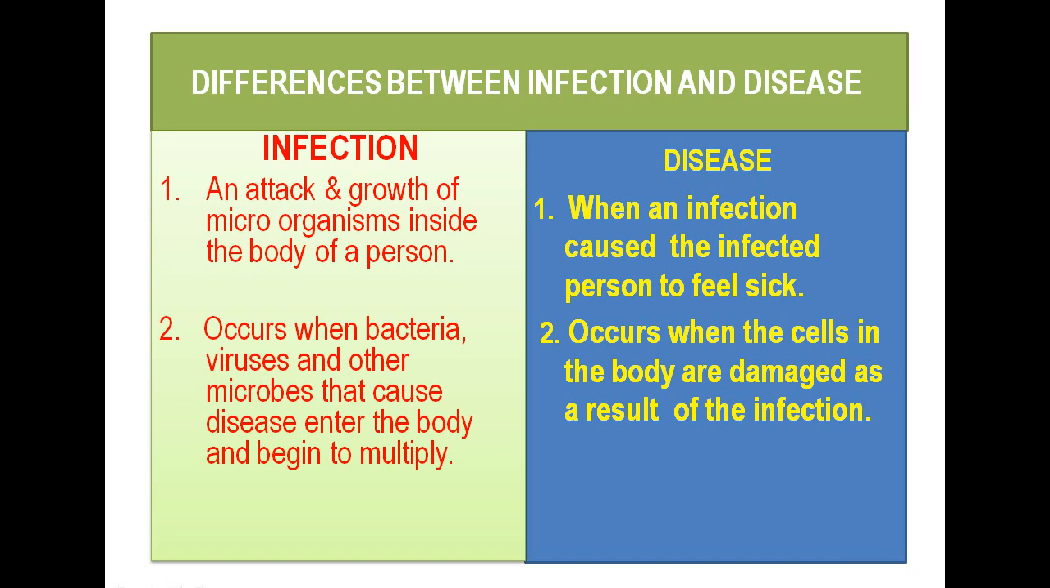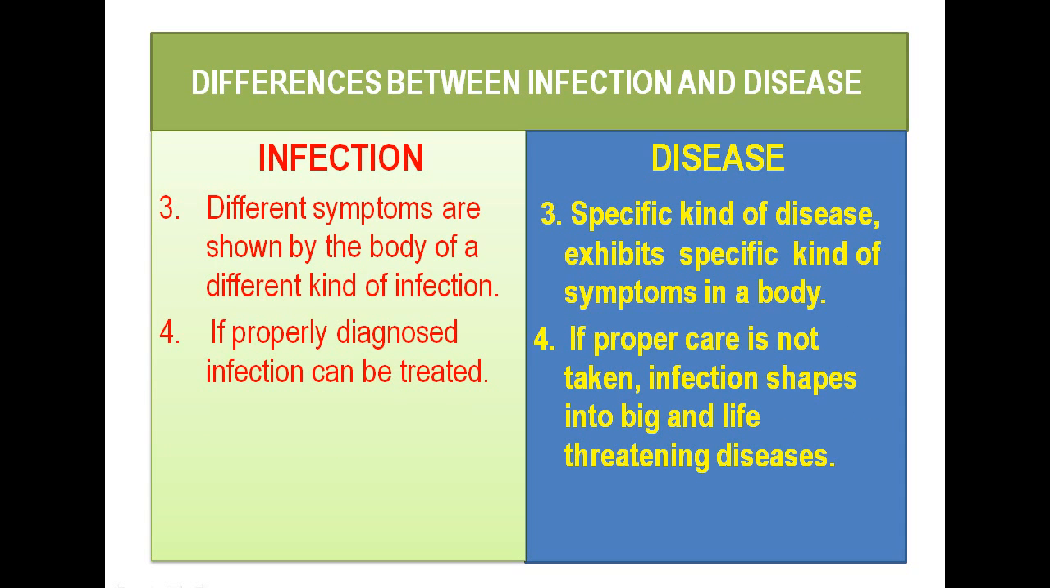Number 2 difference is that infection occurs when bacteria, viruses, and other microbes that cause disease enter the body and begin to multiply, whereas a disease occurs when the cells in the body are damaged as a result of the infection.